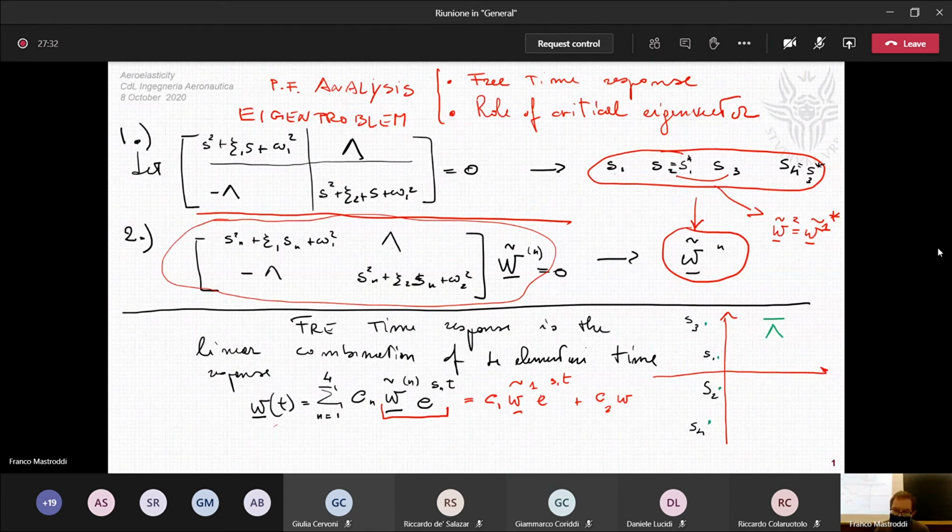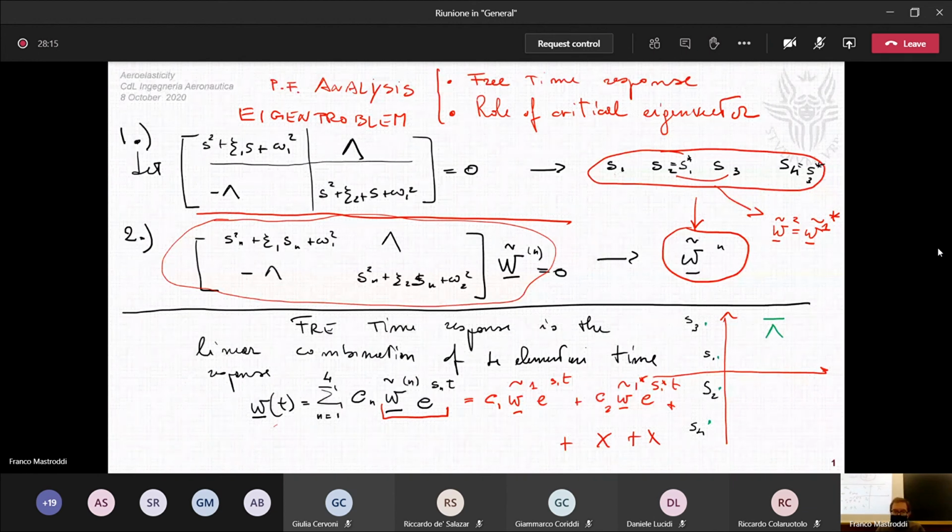So we have this here plus this here conjugated, which is the second eigenvector, e to the S1 conjugated by time, and the other two. And therefore, I can expect that a result of this combination is a real quantity. So do not be dispirited because you are treating with a complex number. Hopefully your combination will give you a time function, okay? And what about this constant C? The constant C should be complex as well.